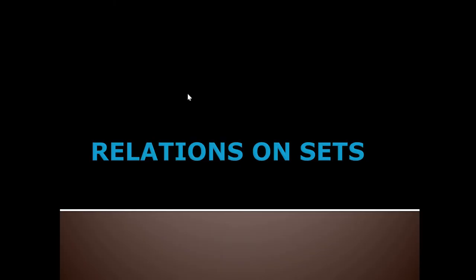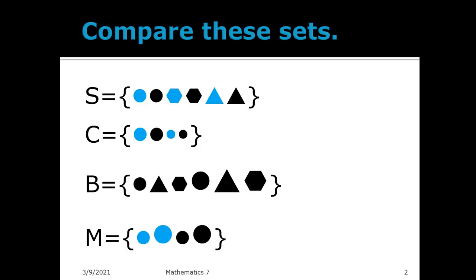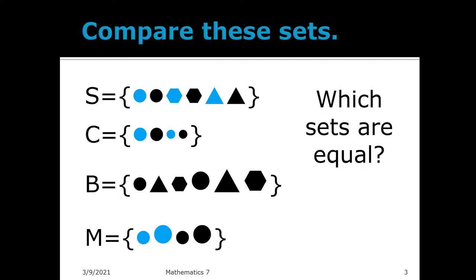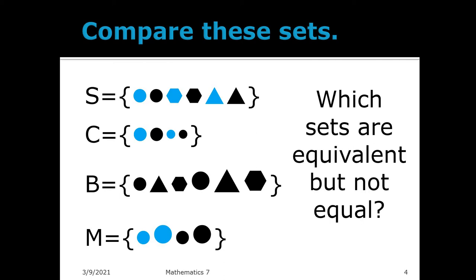The next topic about sets is relations on sets. So try to compare these sets. Which sets are equal? And which sets are equivalent but not equal? So how do we know that a set is equivalent? And when will we know that a set is equal?